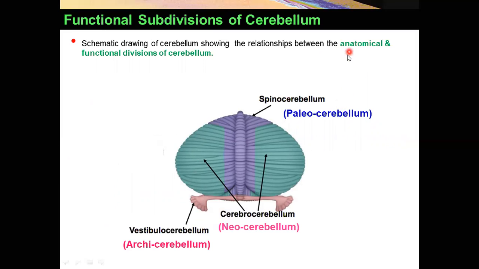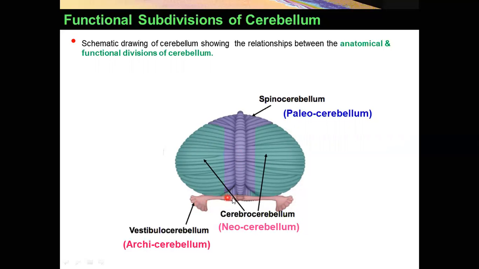Now let's look at the subdivision of the cerebellum. Now, this schematic drawing of the cerebellum shows the relationship between the anatomical and functional divisions of the cerebellum. Now, the spinocerebellum is this one. Here is the neocerebellum. This is the vestibulocerebellum.